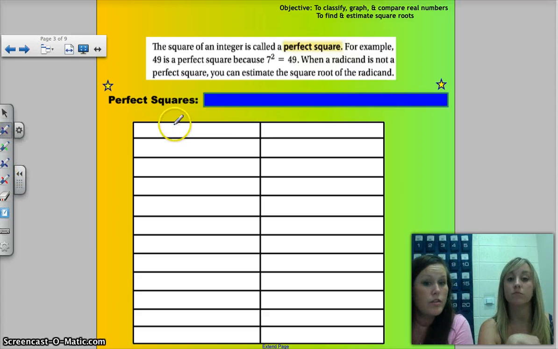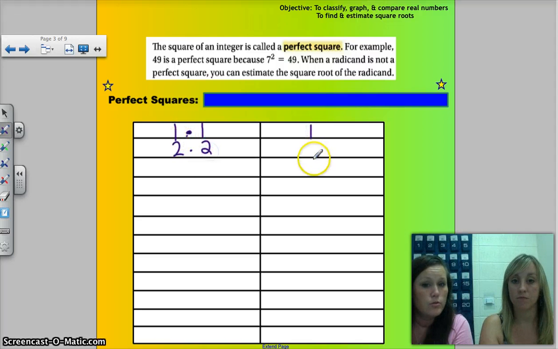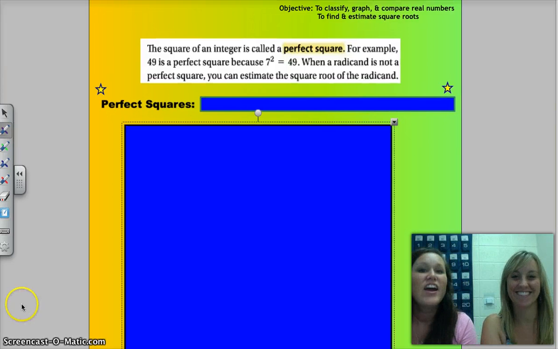We'll start with 1 times 1 is 1. 2 times 2 is 4. Very good. I want you to go all the way up to 12 times 12. I'm going to pause. All right, you should have filled out your 2 columns with the perfect square and what it equals from 1 to 12. Your 2 charts put together should look like this.